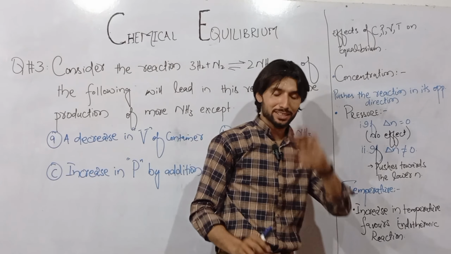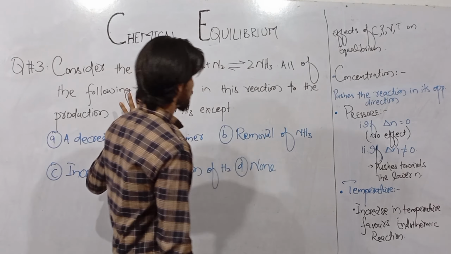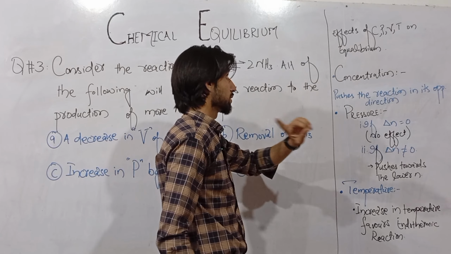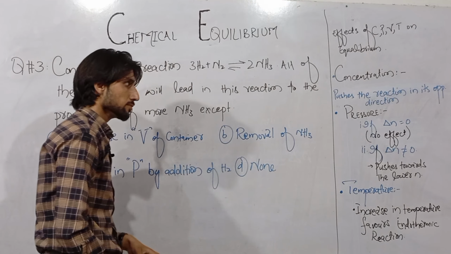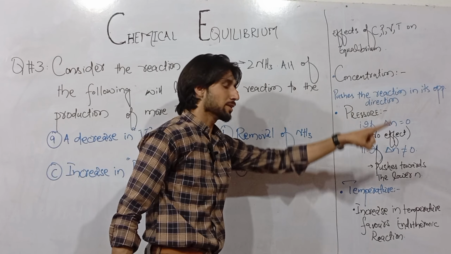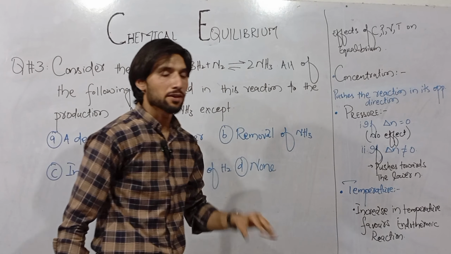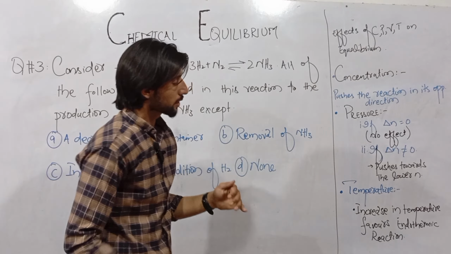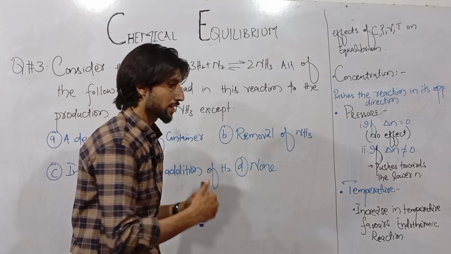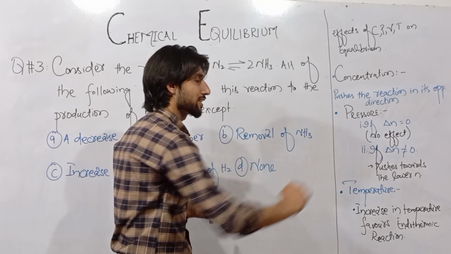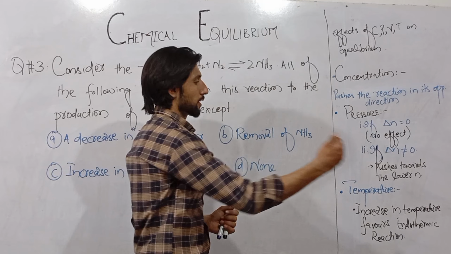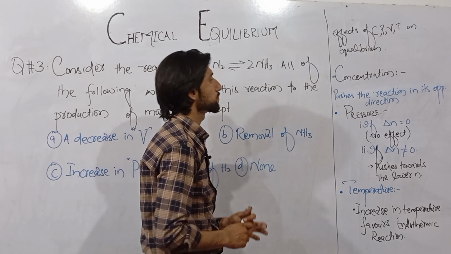Here we'll discuss the concepts first, and then the MCQs will come after that. So: effects of concentration, pressure, volume, and temperature on equilibrium position. What will happen if you increase concentration? It pushes the reaction in the opposite direction. What does it mean? If you increase the concentration of reactants, the reaction will go in the forward direction. Opposite to whichever side you increase, the reaction goes in that direction. If you increase the concentration of the products, the reaction will go in the backward direction.